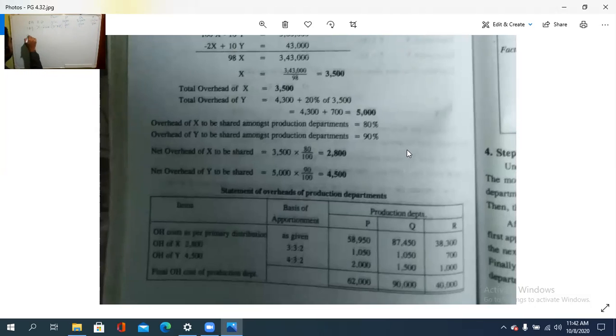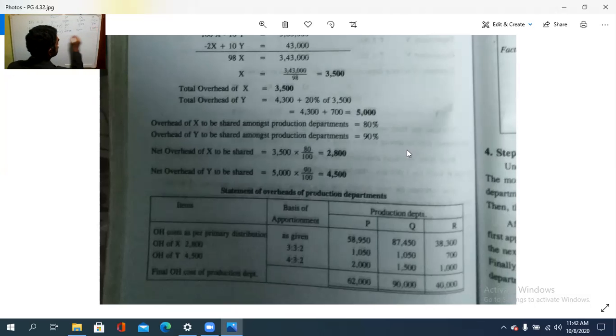And overhead of Y is equal to how much? 4,500 to be apportioned 4:3:2, isn't it? So 4 plus 3 is 7, plus 2 is 9. 4/9, 3/9 and 2/9. So 4,500: that is 2,000, then 1,500 and the last is 1,000.